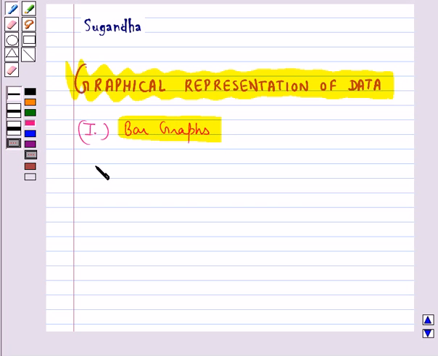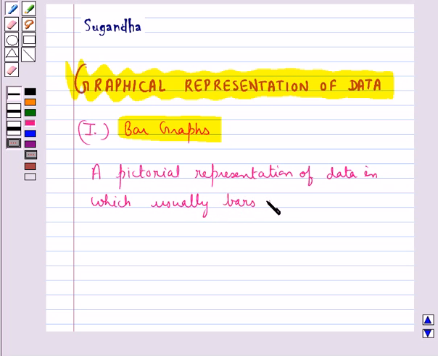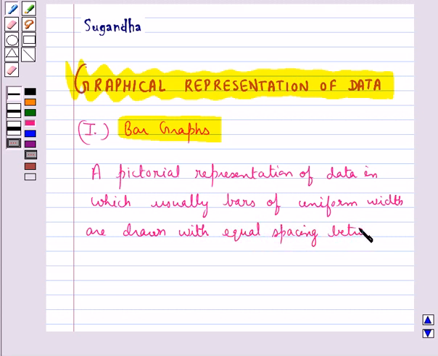A bar graph is basically a pictorial representation of data in which usually bars of uniform width are drawn with equal spacing between them on one axis, say x axis.